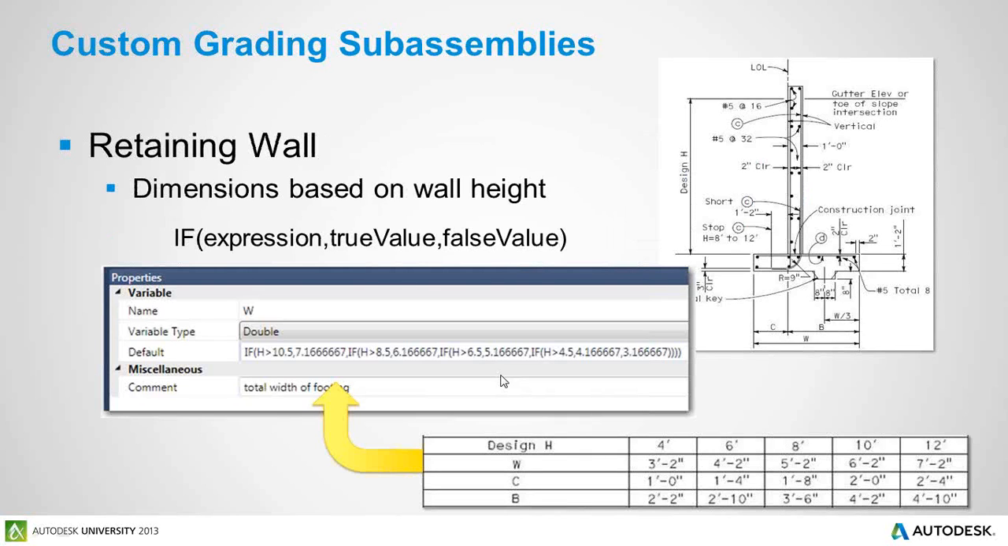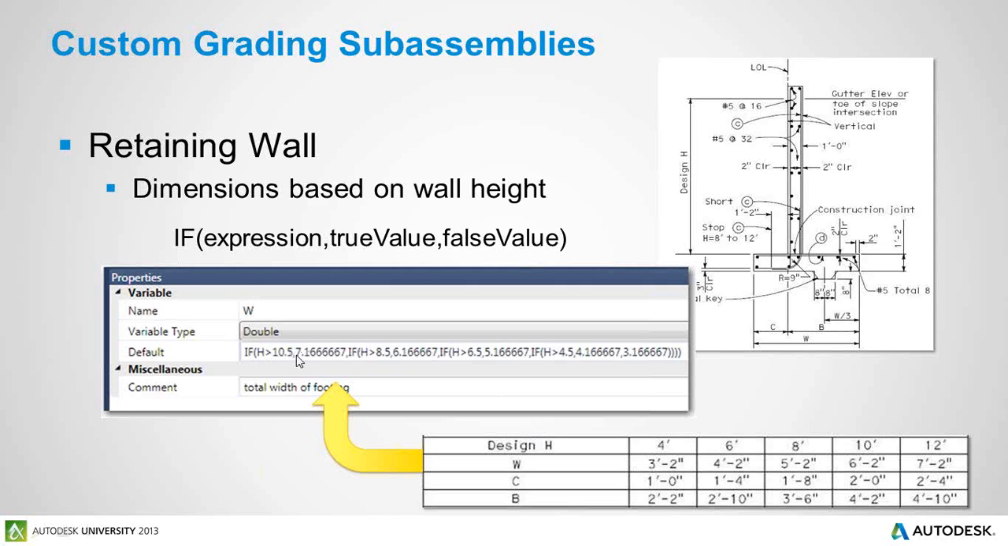Another one I've done is a retaining wall subassembly, and this is a Caltrans retaining wall. What we're able to do is take all of their wall parameters for the footing, which they have in the table, and incorporate those automatically into the subassembly using a nested if statement in a variable. So we're calculating the width here based on the height.